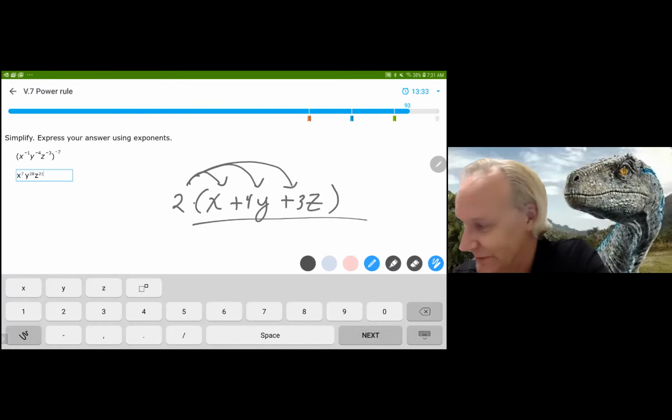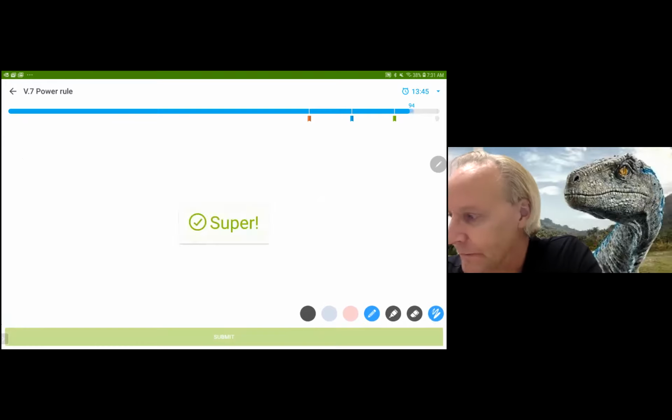So it's a similar situation, but be careful. You cannot distribute exponents over addition. No, don't do that. What not to do.